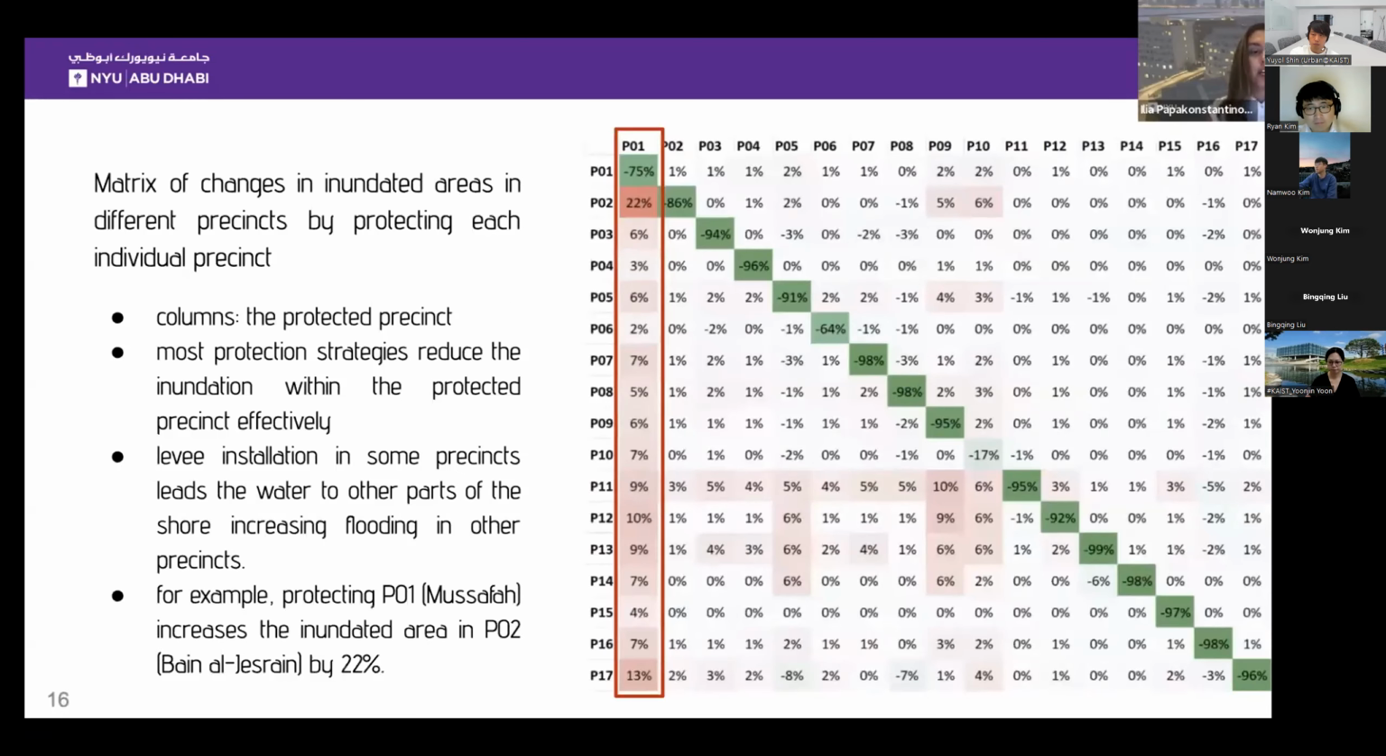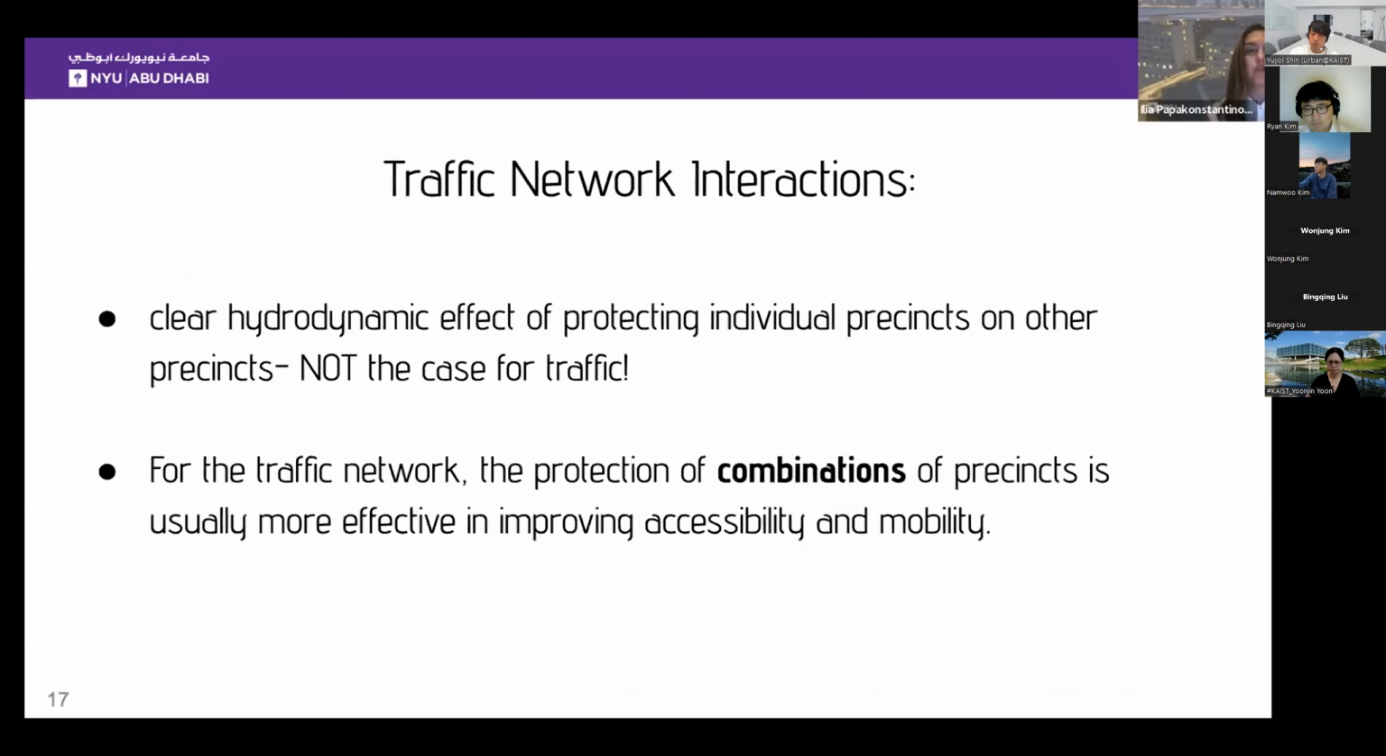Sorry. We can see that there is a clear hydrodynamic effect of protecting individual precincts, but this is not the case for traffic. For the traffic network, we need to find a combination of precincts that is more effective than protecting just one or two specific parts of the shoreline.